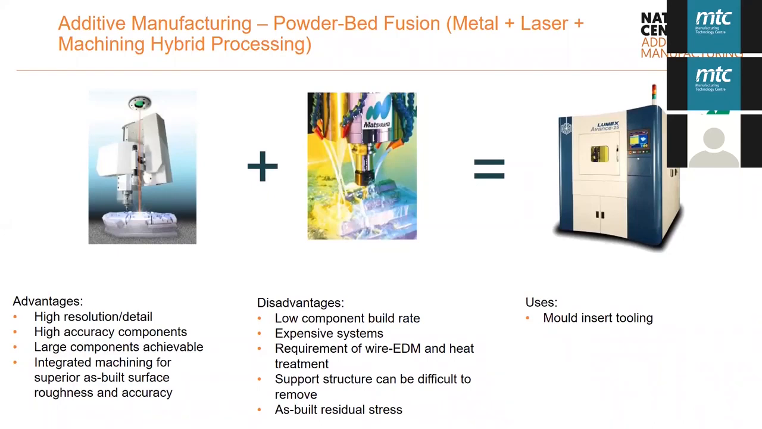Good use cases are mold inserts, where you might require a very low surface roughness within the tool that you otherwise couldn't machine post component build. As you're machining throughout the build, you can actually machine into these very tight and hard to get to channels and sections. So that's just an advantage there.